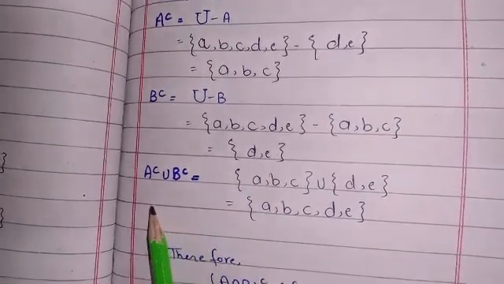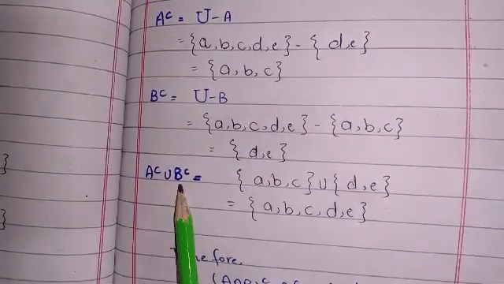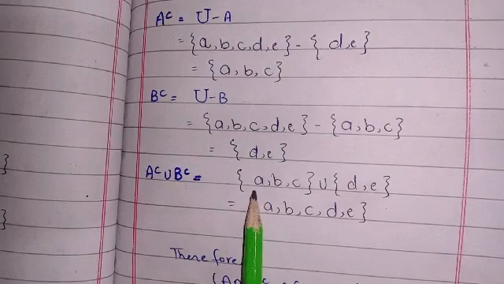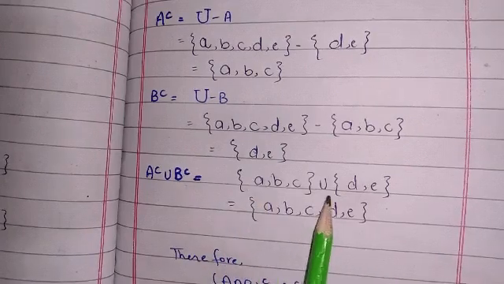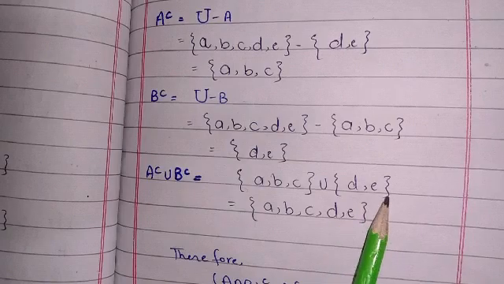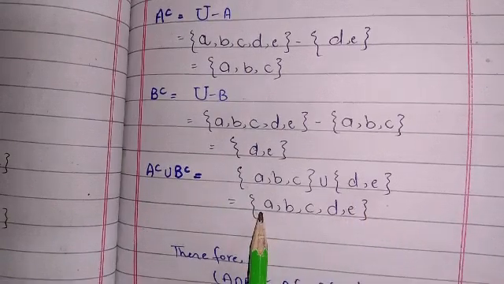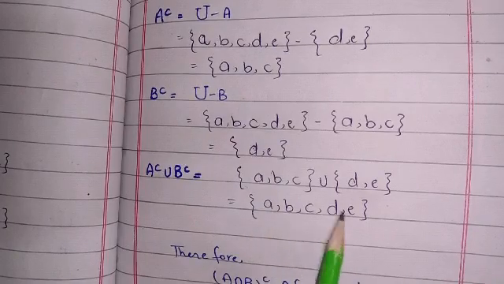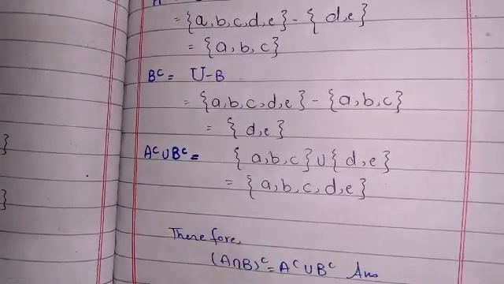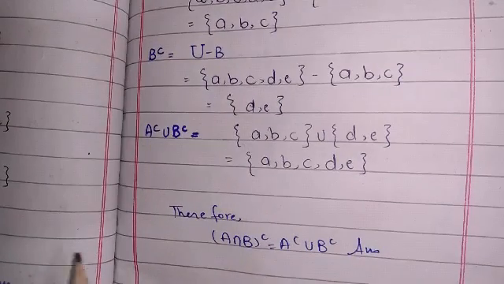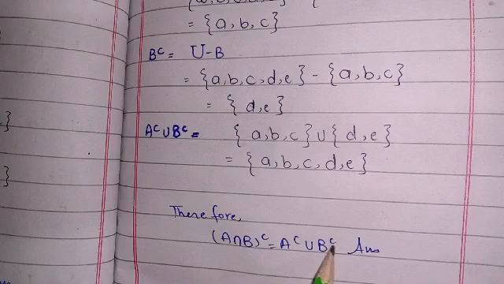Now students, we will find the union of A complement and B complement. Here is our A complement set having elements A, B, C, and union our B complement having elements D, E. Now students, we will combine all the elements of both sets, so we have our resultant set having elements A, B, C, D, E. So the answers of left hand side and right hand side are equal, so we will write therefore (A intersection B) whole complement is equal to A complement union B complement.